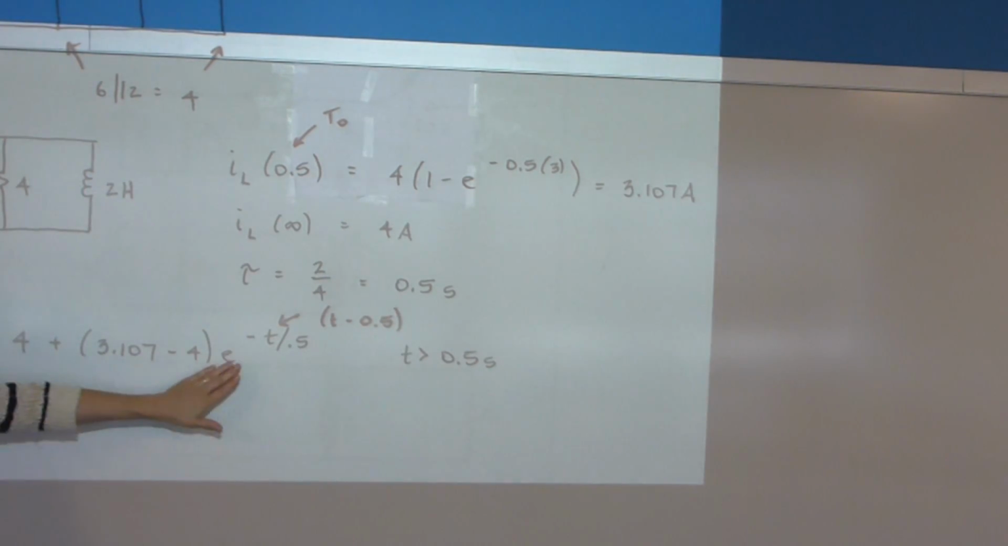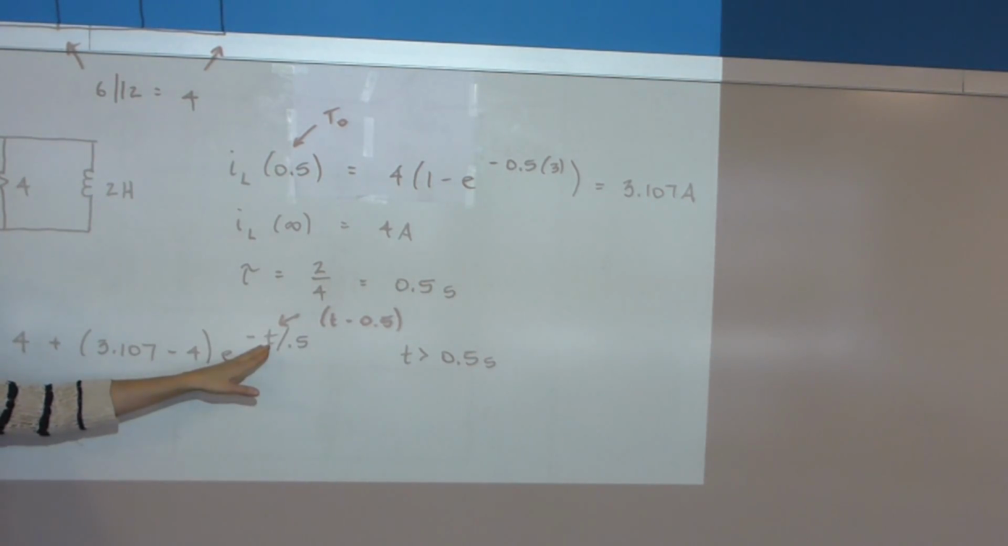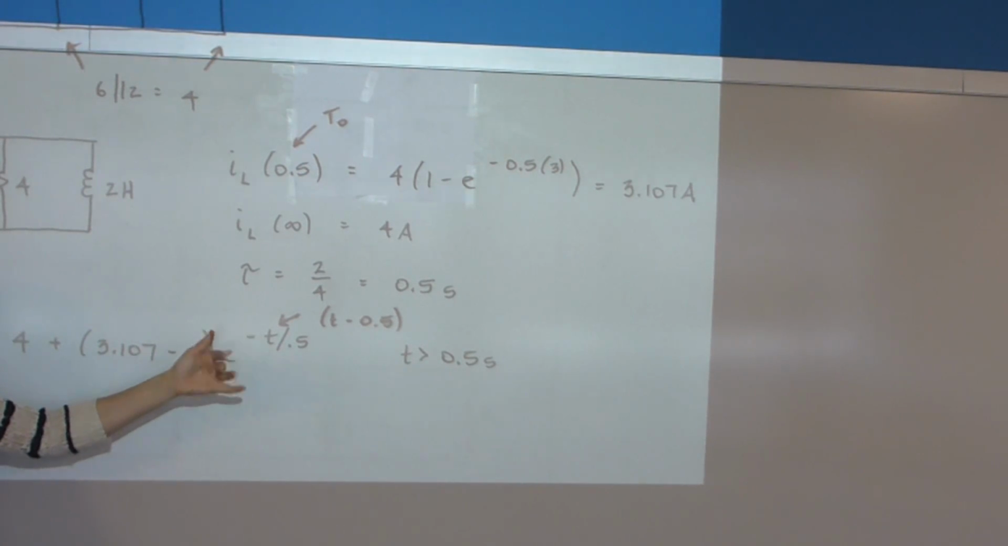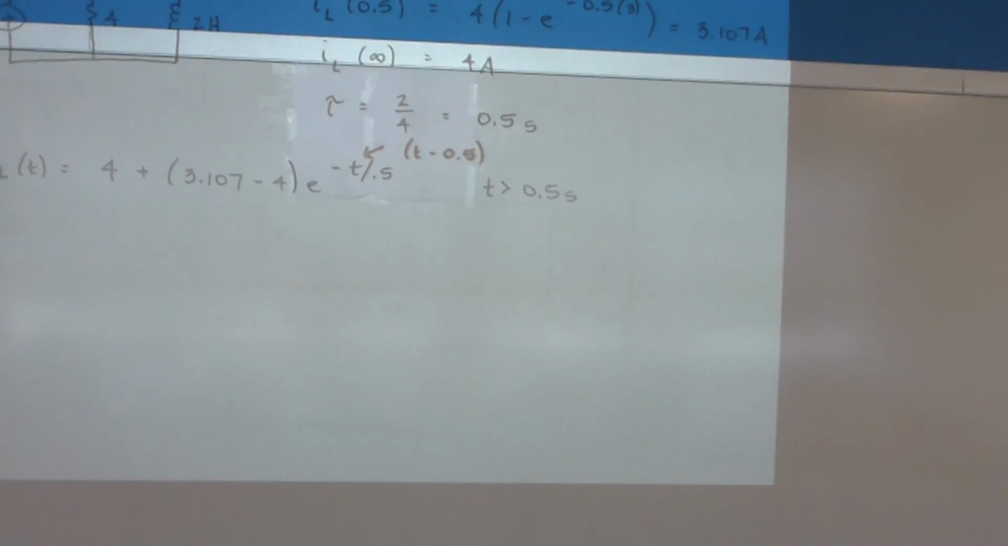Thank you. The important part about this exponential is that it starts at the starting point. So without the 0.5, if I put 0.5 in, I get e to the minus 1. That's not my starting point. My starting point has to be e to the 0. Okay, so let's write down then our final answer.